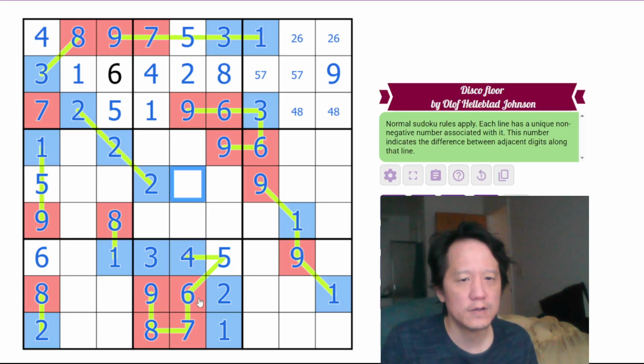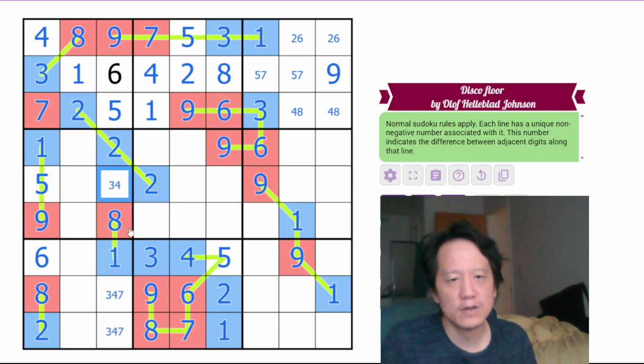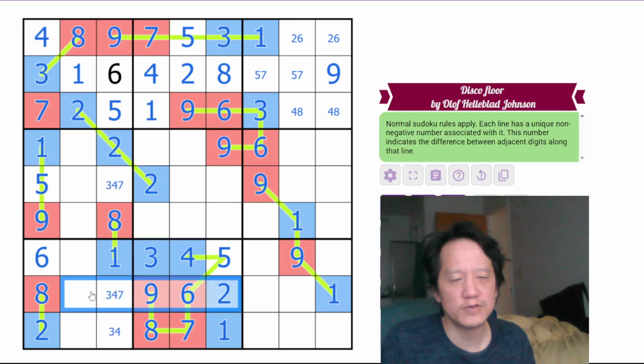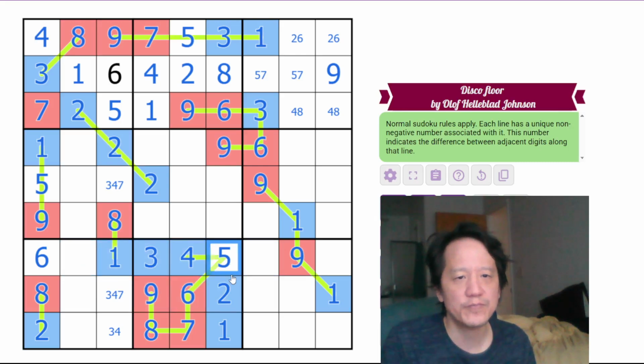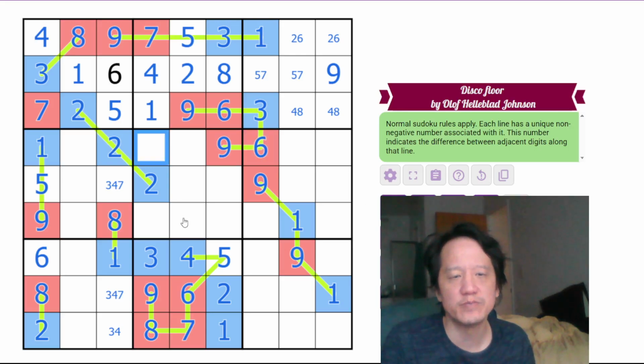Okay. Rest of column 3 has to be 3, 4, and 7. Okay. This just can't be 7. Everything else is up in the air still. Column 4, we have 5 and 6 left. And this can't be 6 because of the 6 in the row. So this is 5. That's 6.